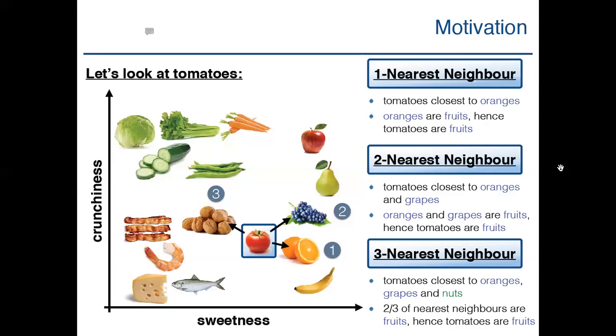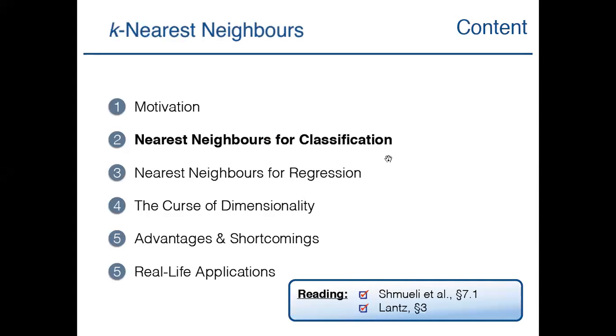Is this clear? Yes, yes, sir. Okay. So that's the motivation behind this. But how does it work in practice? So this was a very simple example. Let's look at the different cases. So you could be looking at the nearest neighbors for classification. You could be looking at nearest neighbors for regression.